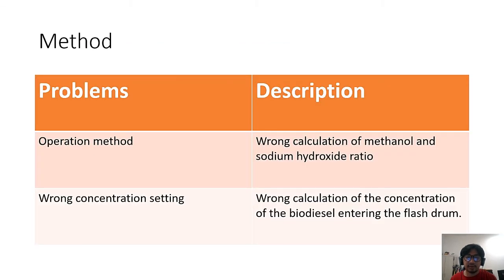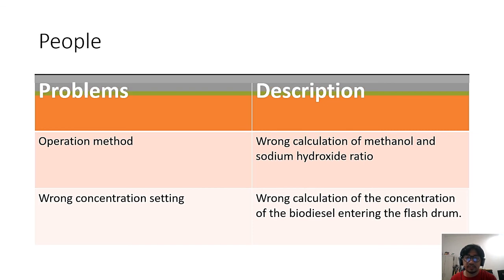Next category is the method. The first problem that we might encounter is the operation method. We suspect the reason why no methanol flows out of the flash drum is the wrong calculation of the methanol and sodium hydroxide ratio. The next problem is wrong calculation of the concentration of the biodiesel entering the flash drum.